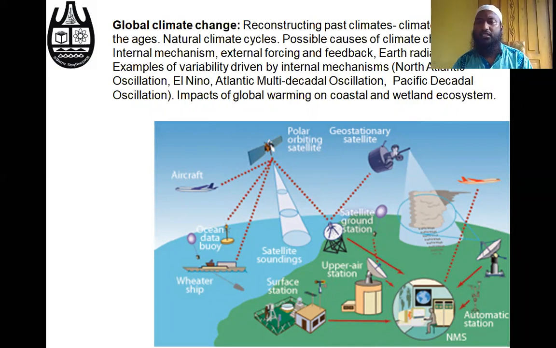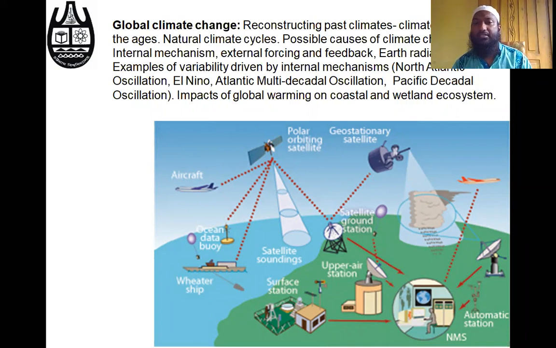So how the different energy that can be exchanged between atmosphere and ocean, between ocean and ground surface, and ground surface to atmosphere, how they are changing. And these forcing and feedback actually trigger some important phenomena throughout the world. Such important phenomena are North Atlantic Oscillation, El Nino, Atlantic multi-decadal oscillation, Pacific decadal oscillation, many of them. So we're going to discuss a little bit about each of them.